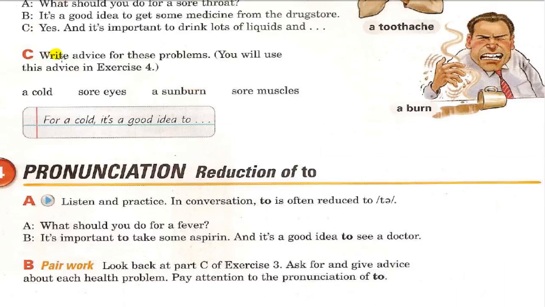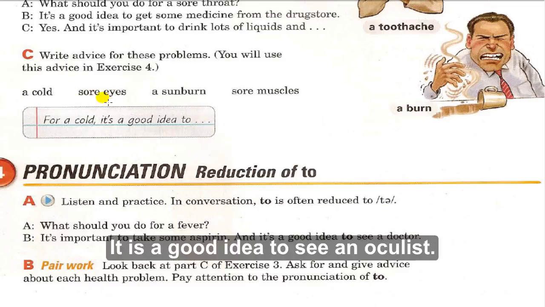C. Write advice for these problems. You will use this advice in exercise 4. A cold. For a cold, it's a good idea to see a doctor. Sore eyes, inflammation in the eyes. It's a good idea to see an oculist. An oculist, a doctor for eyes, a doctor who cures eyes.